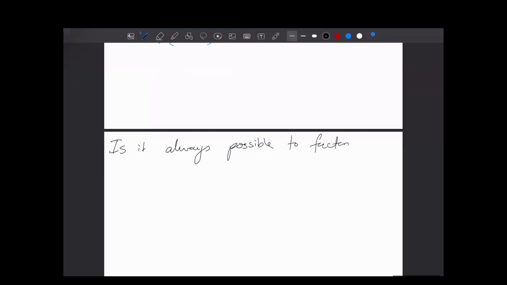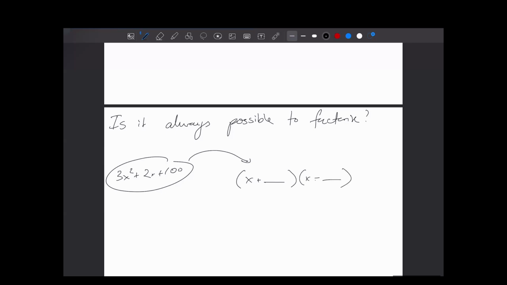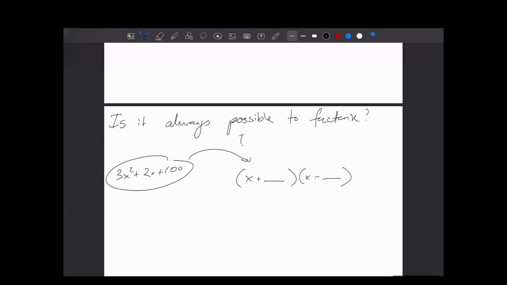Yeah, for sure. My question is, if I give you a parabola, any quadratic equation, something random like 3x squared plus 2x plus 100, is it always possible for this to equal some factorized form, like (x plus something)(x minus something)? Is this always possible? Actually, yeah, it looks like it's possible.